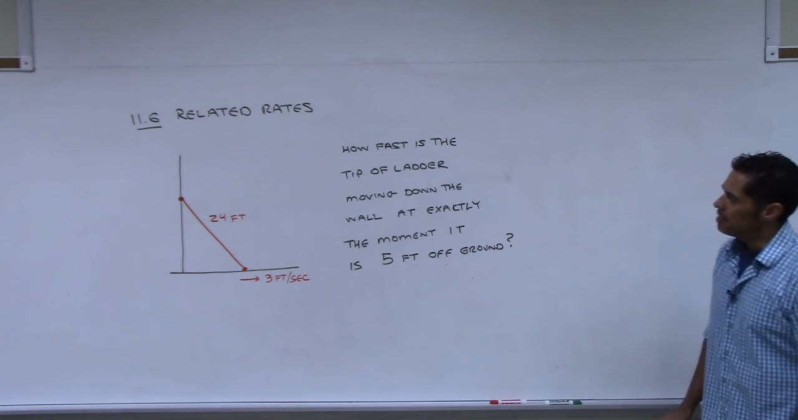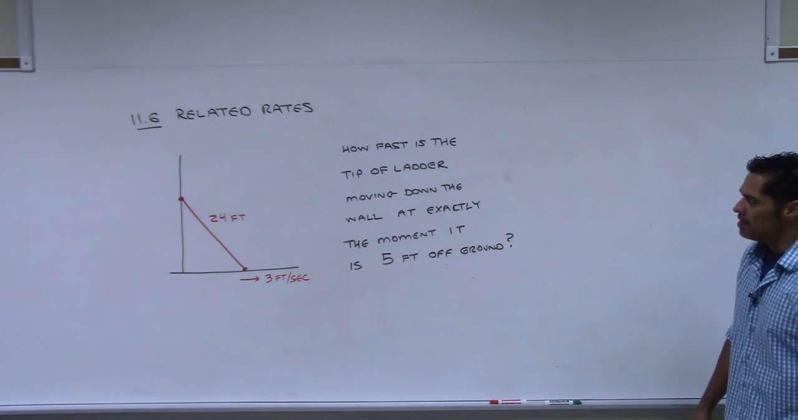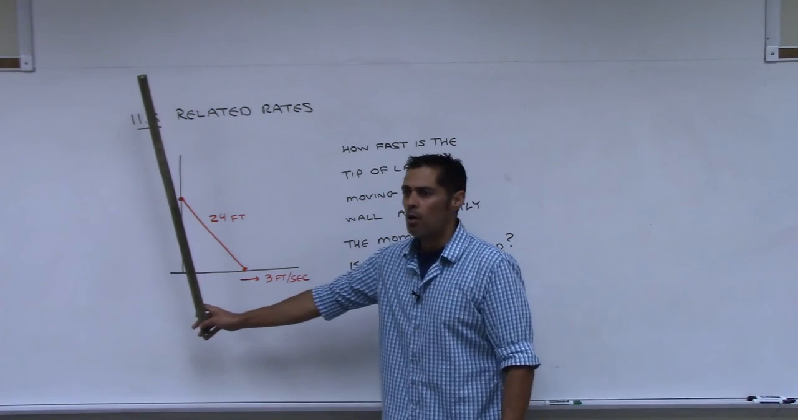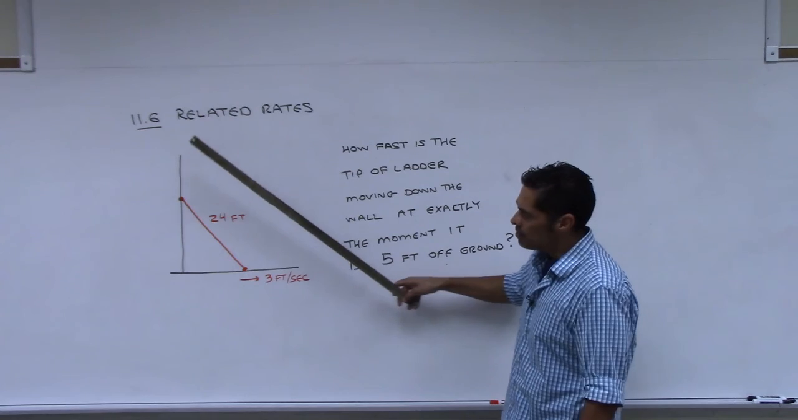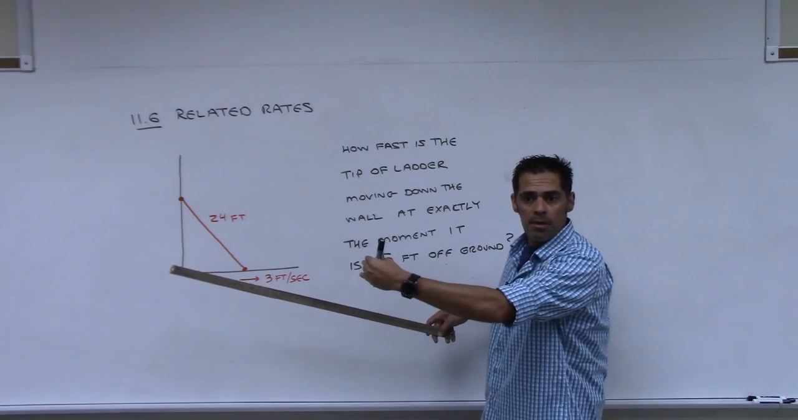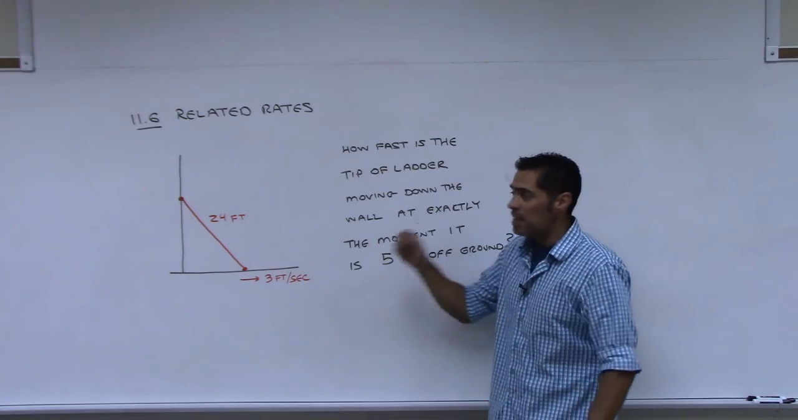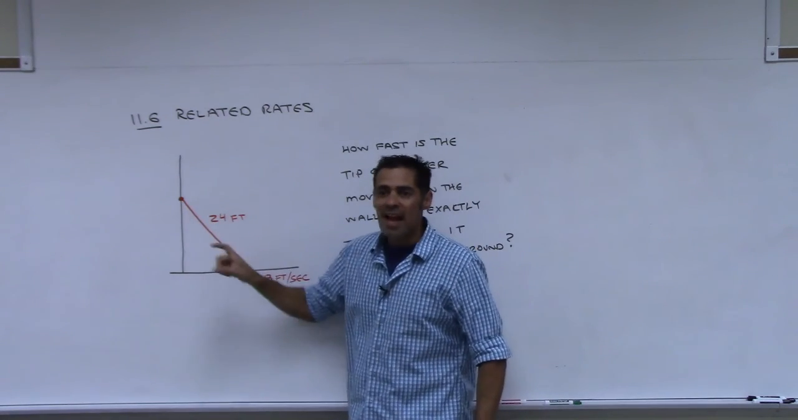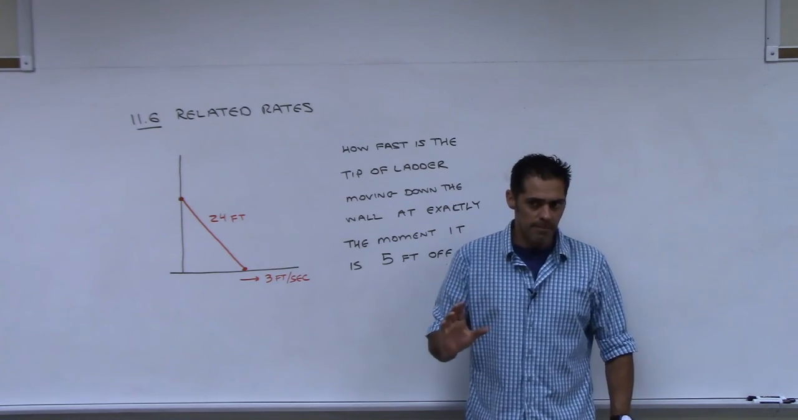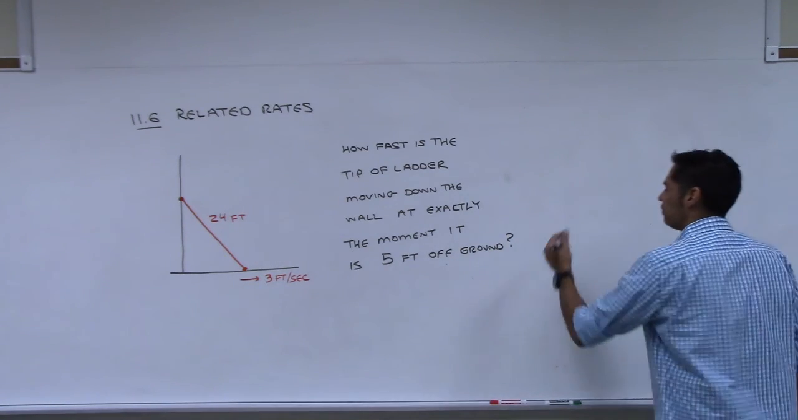How fast is the tip of the ladder moving down the wall at exactly the moment it is 5 feet off the ground? So remember when I was pulling this thing off the wall? You said that the tip of that thing was coming down, but it was speeding up. So what I'm asking for is the speed of this point at exactly the moment that it's 5 feet off the ground. Yes? Let me draw a picture.